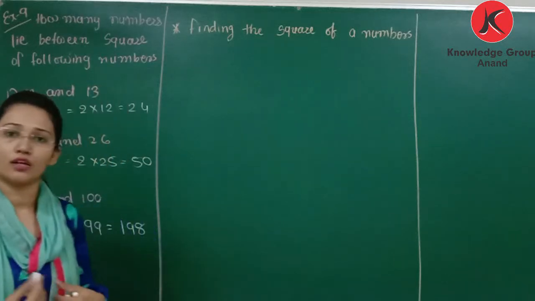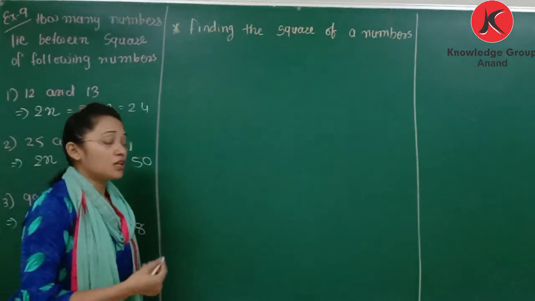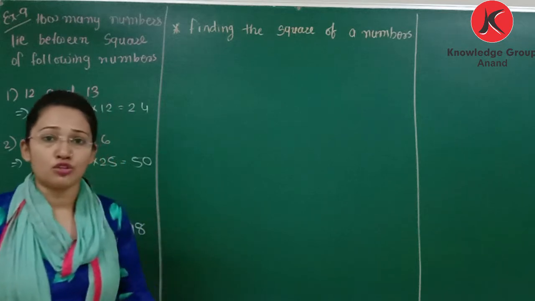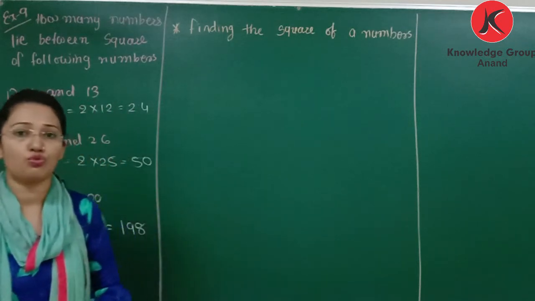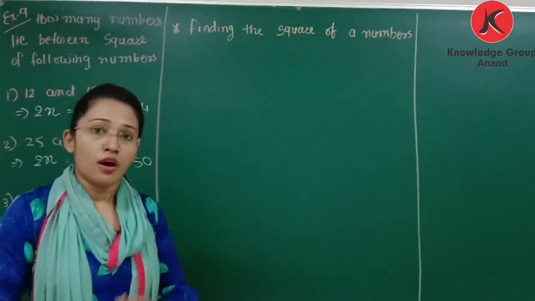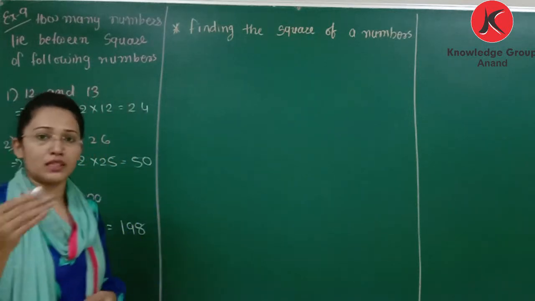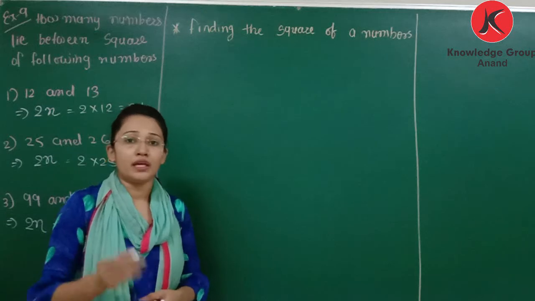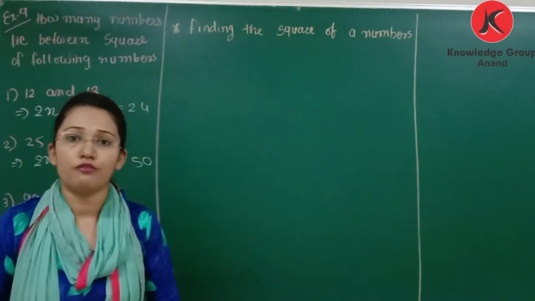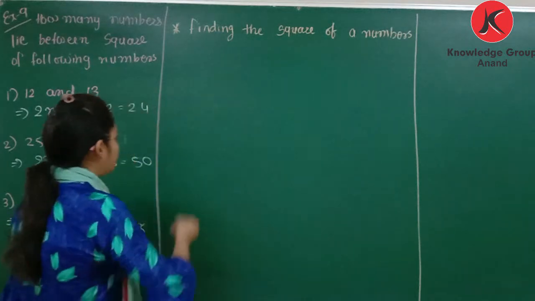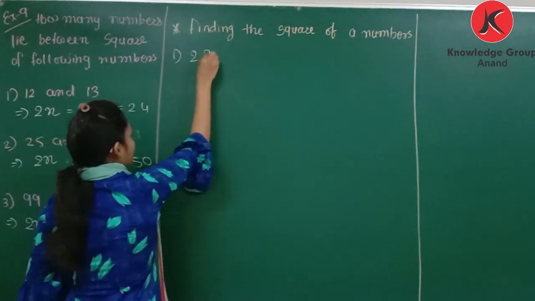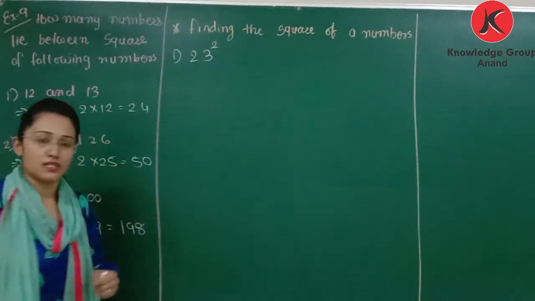Okay, 1 to 20 are easily remembered. But many times we need to find the square of a large number. For example, 99 square, 98 square, 87 square. At that time we could perform 99 multiply 99. But in this chapter we will learn a different method to find the square of numbers. So let's start with the example 23 square.